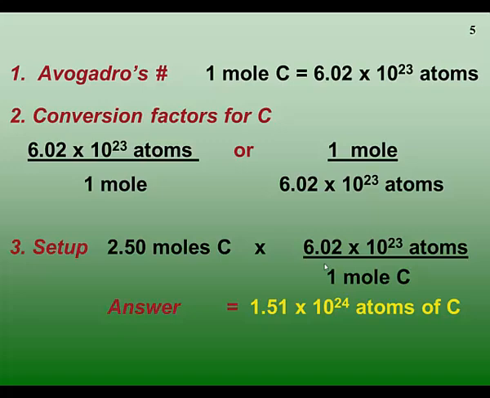Okay, so the answer is 1.51 times 10 to the 24th atoms of carbon. 2.50 moles times 6.02 times 10 to the 23rd over 1. So really you're just multiplying by 6.02 times 10 to the 23rd. Anytime you're talking about the number of particles, you should have a really big number, a times 10 to the something type number here, not a number like 1 or 2 or 3. Because we're talking about actual atoms here, and there's a lot of them in a sample.